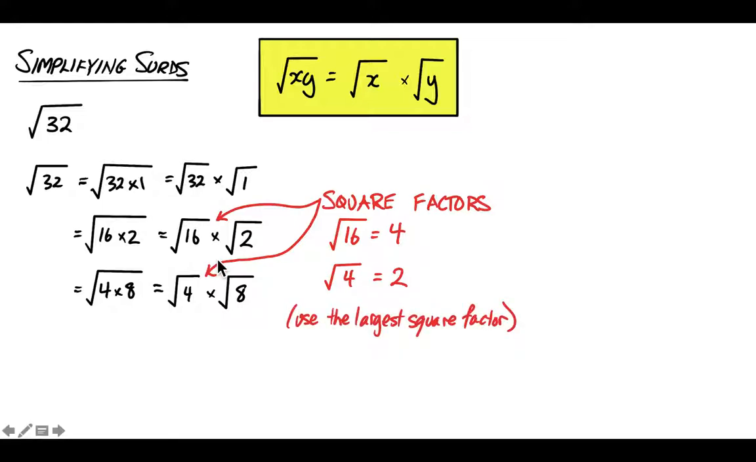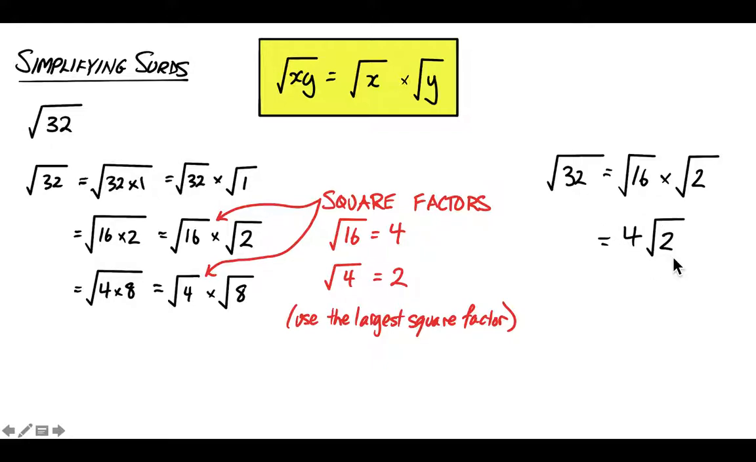But I'm looking for the largest one. I always want to use the largest square factor. So I can take my example now and I can see that this is the largest square factor. So I'm going to take my square root of 32. I'm going to separate it as square root of 16 times the square root of 2. I can see that this is a square number, so I can undo the square root. So the square root of 16 equals 4. And that's my answer, 4 root 2. So I've simplified root 32 down to 4 root 2.